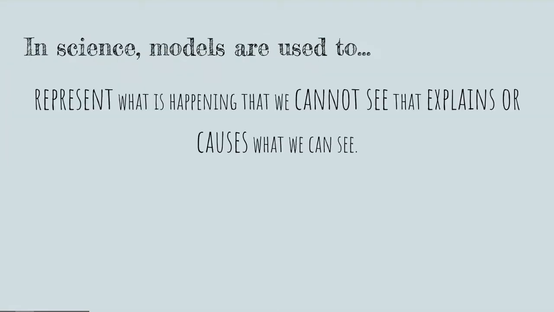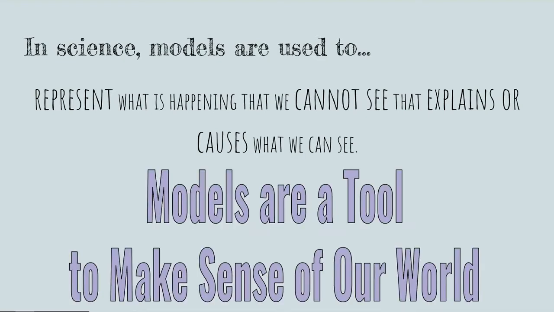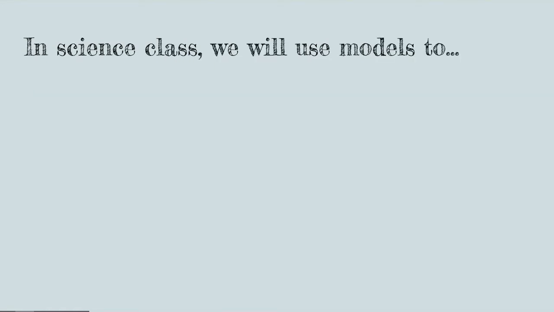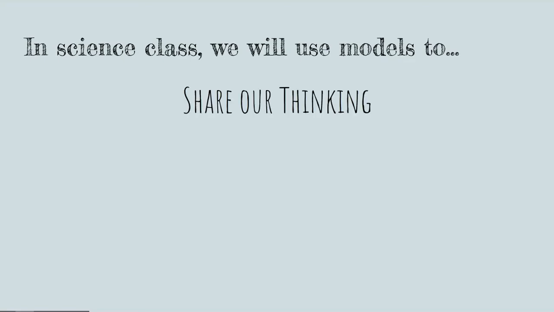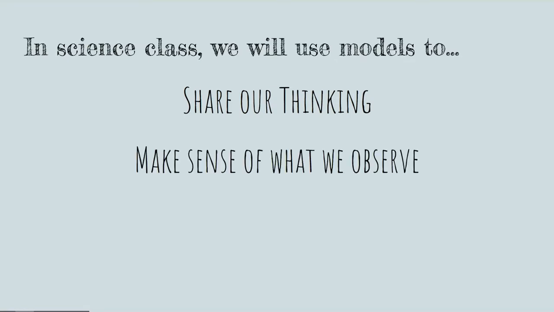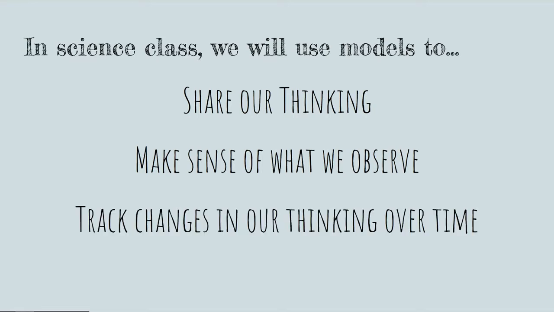already did happen. In science, models are used to represent what is happening that we cannot see, that causes what we can see. So much about science is beyond our scope, and so models are a tool to make sense of our world. In science class, we will use models for a variety of different purposes, but particularly we will use models to share our thinking, make sense of what we observe, and track changes in our thinking over time.